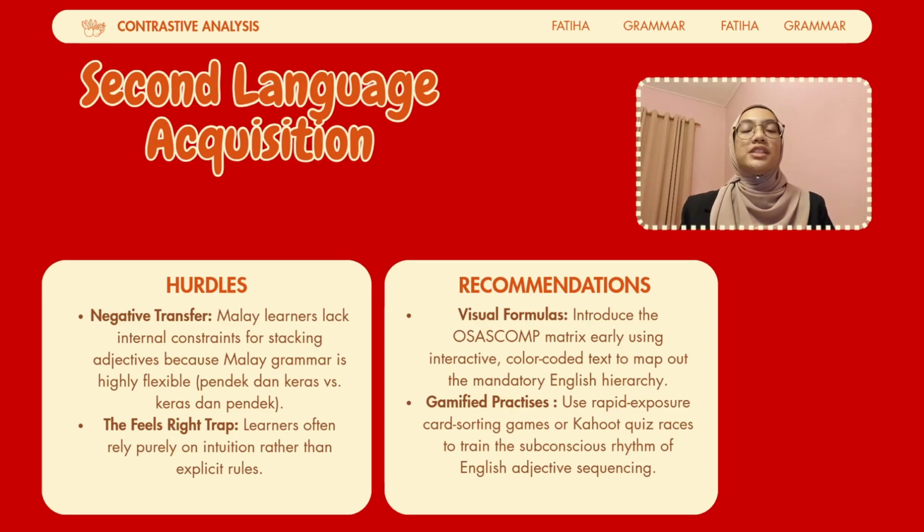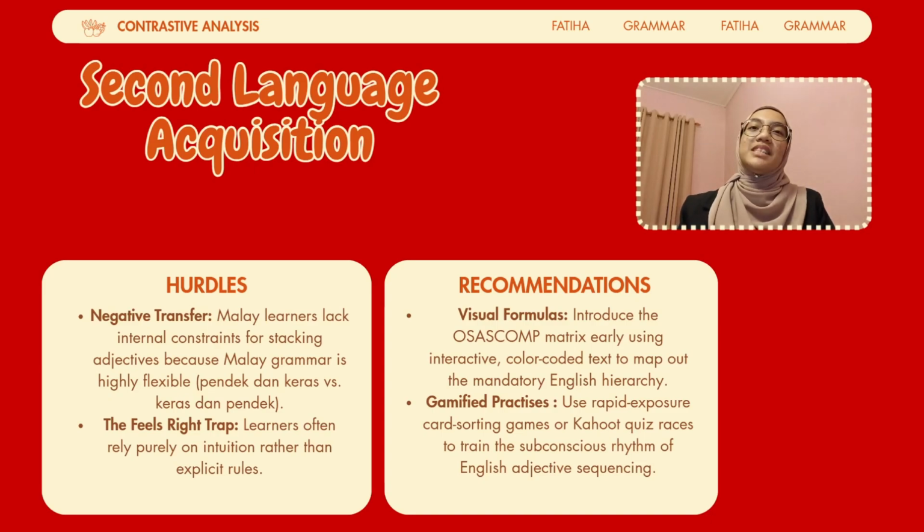First, we need to bridge the gap early. As teachers, we need to introduce the acronym early using color-coded text to help learners visualize the mandatory hierarchy, or just make them memorize the word OSASCOMP, and always remind them that size matters. Size is always the first S in OSASCOMP, and then the second S is shape. So size matters, size comes first.